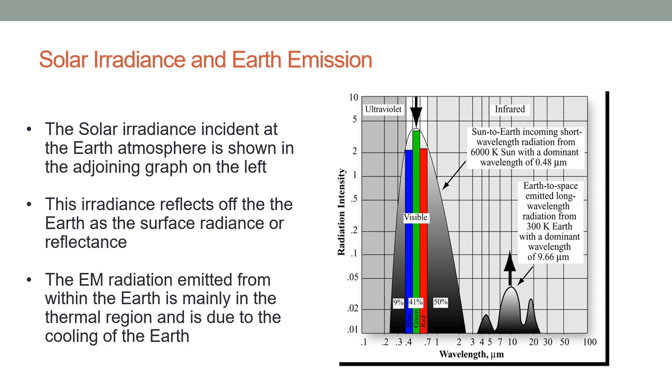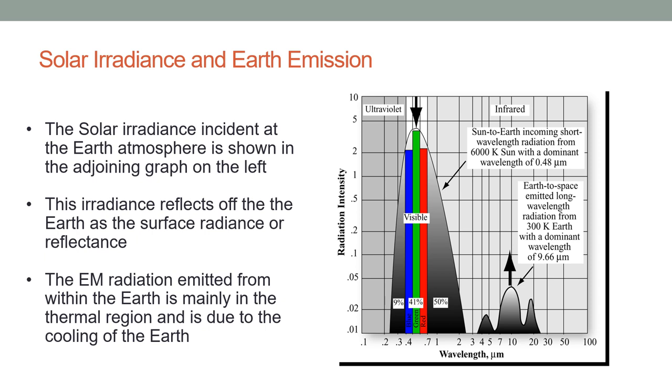Whereas if you look at the graph on the right, that is because the Earth is cooling off. Earth still has geologic activity within it and has lots of heat within it in a very cold environment of space. So it is just giving off this thermal radiation that peaks at a wavelength of about 9.66 micrometers. And that thermal emission phenomenon from the Earth is independent of the sunlight falling on it.